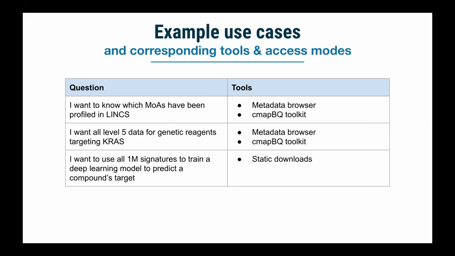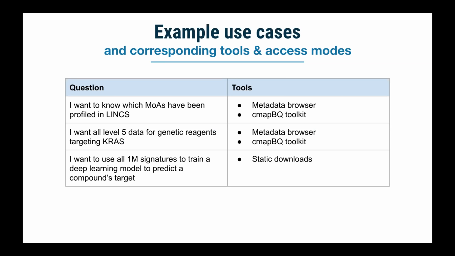And these tools all serve different use cases. And so these are just a few examples of types of questions that people might ask and the corresponding tools that we think would be best to answer those questions. So for example, if you wanted to know which compound mechanisms have been profiled in the L1000 data set, you could just get a list of those by using the metadata browser, which I'll show in a minute, or by using the CMap BQ toolkit. So there's no need to download anything. You could use either of those utilities to just figure out what data exists.